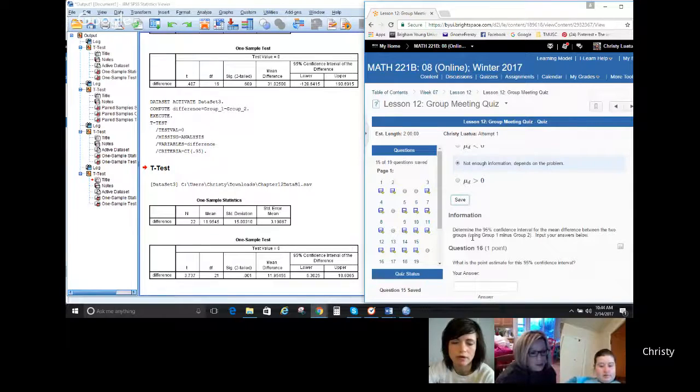Determine the 95% confidence interval for the mean difference between the two groups, group 1 minus group 2. Okay, are we still talking about B? Probably, right? Or did they switch? Yeah. Okay. Of the difference.